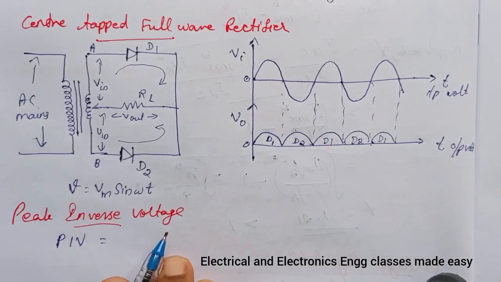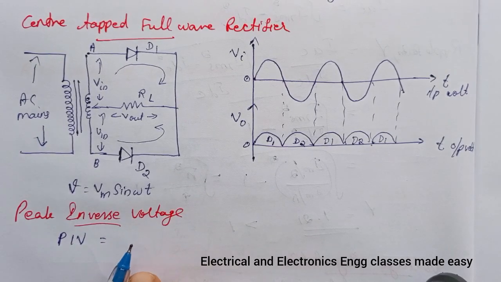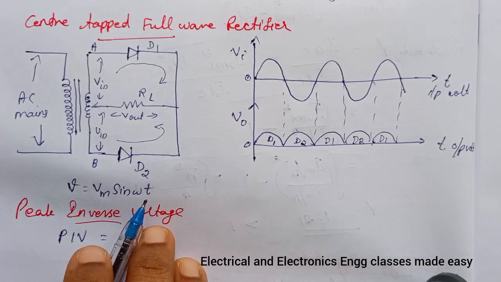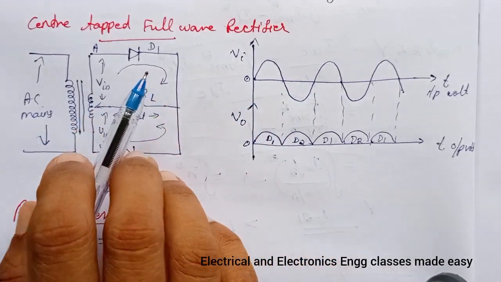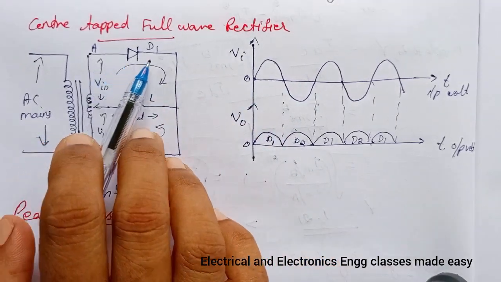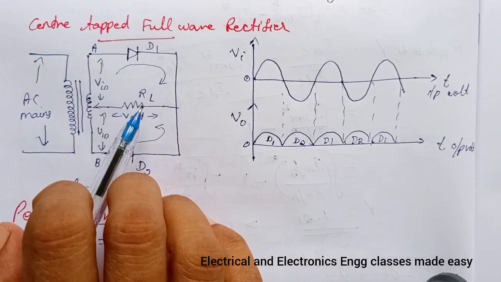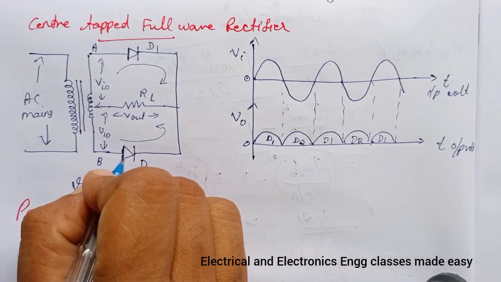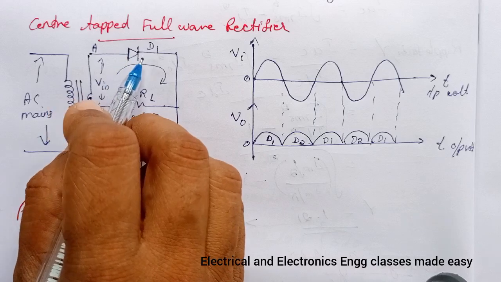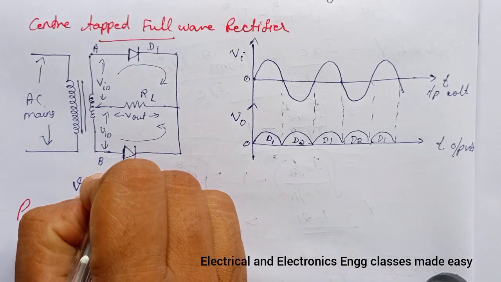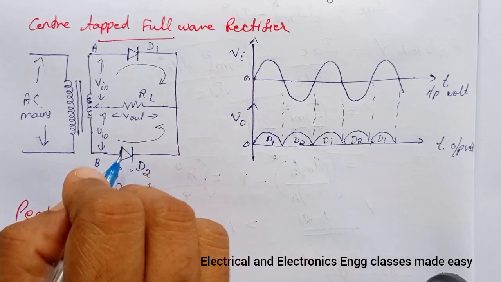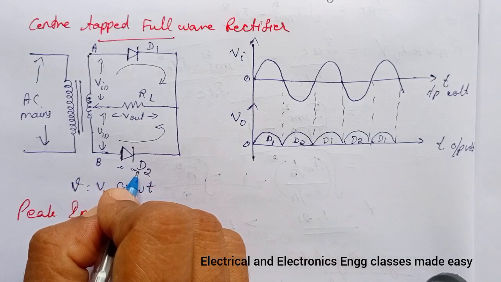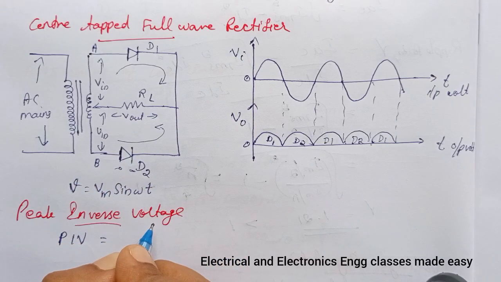Next is peak inverse voltage. Peak inverse voltage is the maximum reverse biased voltage that appears across the diode during the negative half cycle. When the diode D1 is forward biased, D2 will be in open condition. So the maximum value of the voltage which appears across D2 will be equal to the peak inverse voltage.